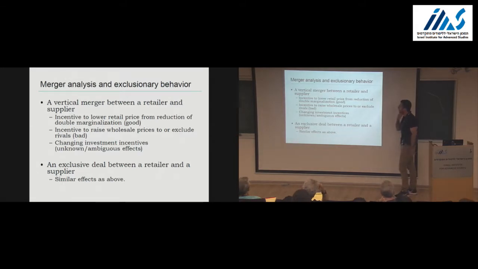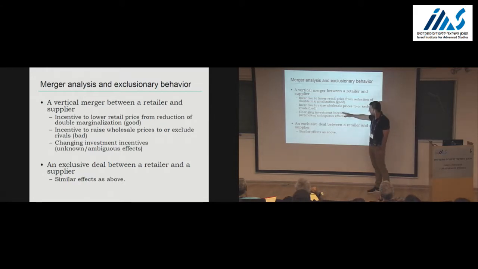Okay, and that's a horizontal merger. And you can think about a vertical merger, which Robin talked, I think, very nicely about yesterday. There you have the reduction of double marginalization, which you consider potentially an efficiency, holding the set of products fixed. Incentive to raise prices or exclude rivals, which would be a market power effect. Then you have changing investment incentives, which are, I would say, ambiguous or unknown. We haven't really nailed those.